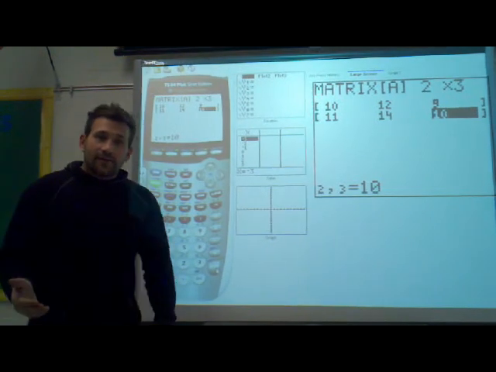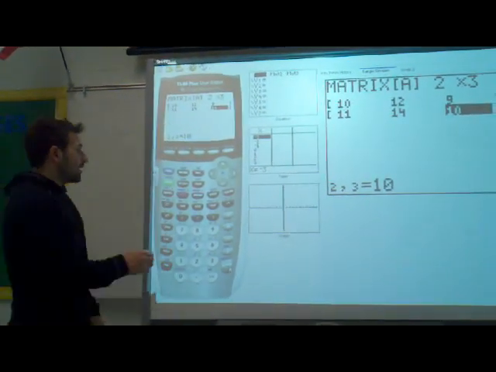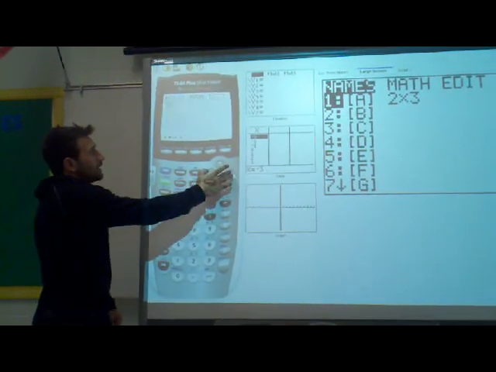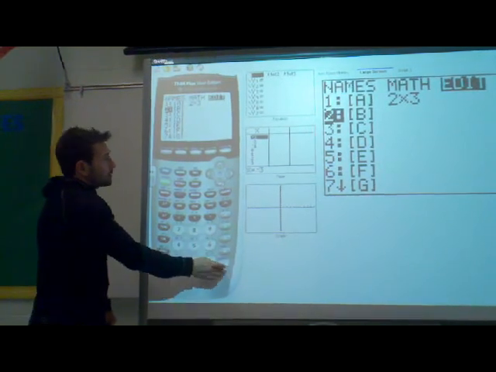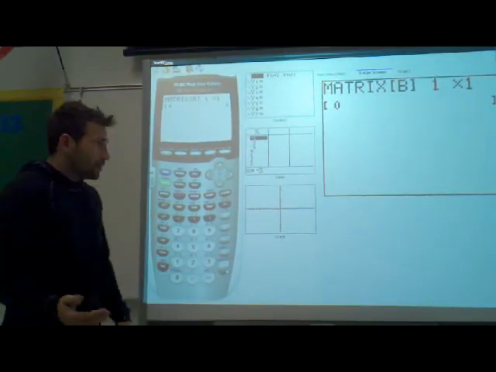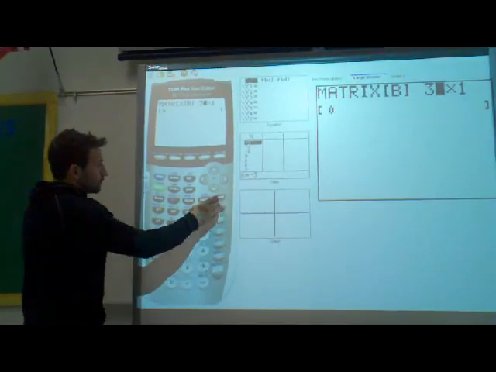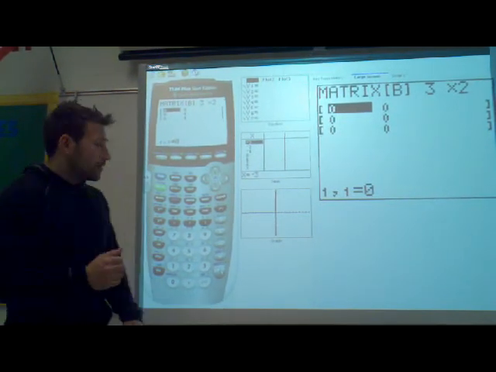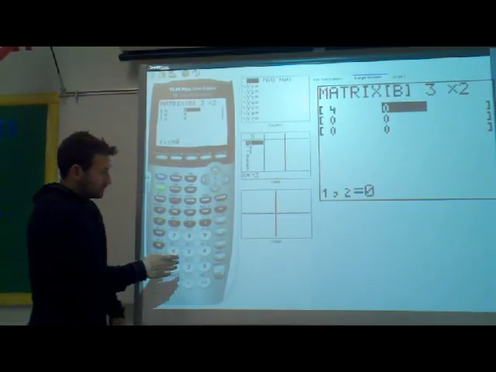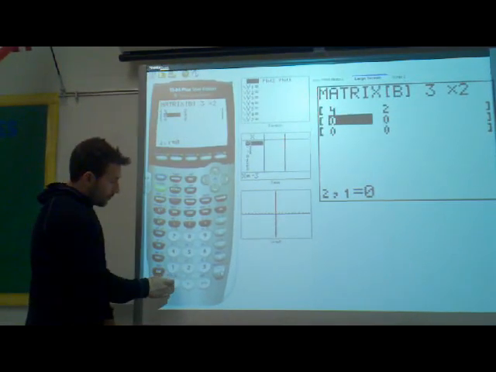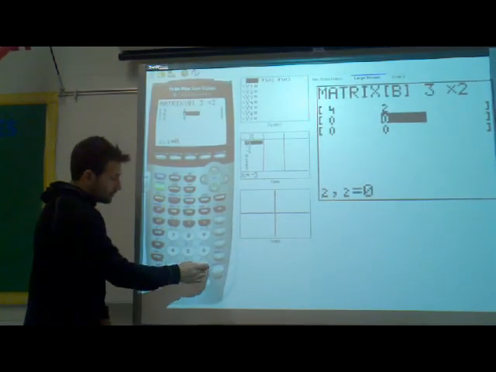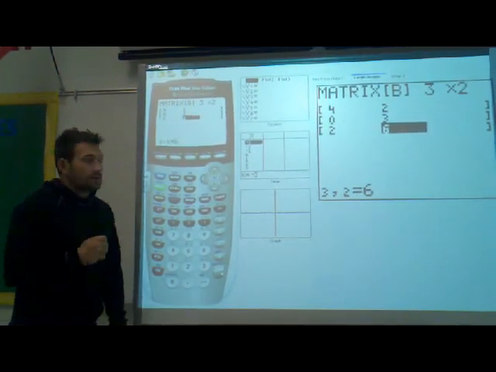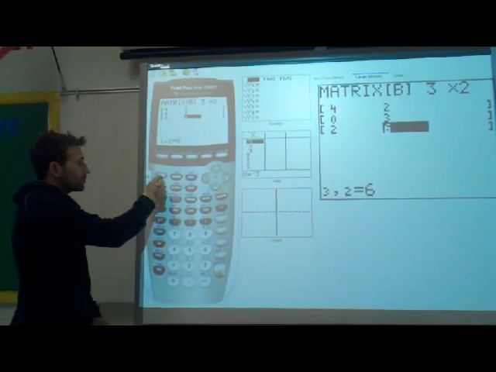Now that we have matrix A in there, we can put matrix B in the calculator. So go back to the matrix home screen, second matrix, go over to edit, and press enter on B. This matrix was a 3 by 2, so let's put that size in here. 3, 2. Press enter. And now let's put B's entries in there. We have 4, 2, 0, 3, 2, and 6. Let's quit this program and go back to our home screen.